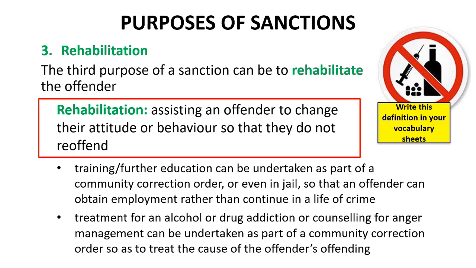If an offender commits an offence because they're addicted to drugs, for example, they might rob a bank so that they can obtain money to buy drugs, and if you are able to treat their drug addiction, then that is a good way of ensuring that the offender will not reoffend. You have then removed the cause of their offending, which is the drug addiction.